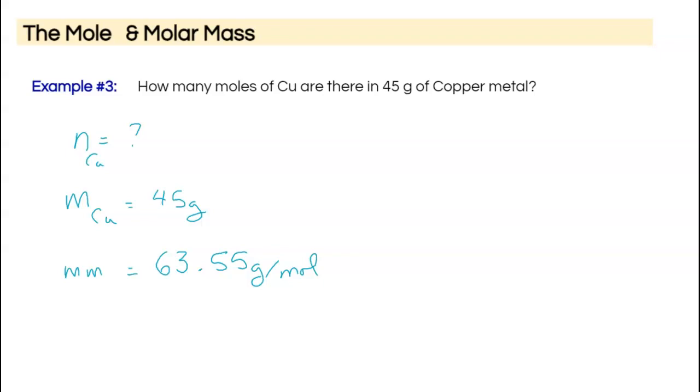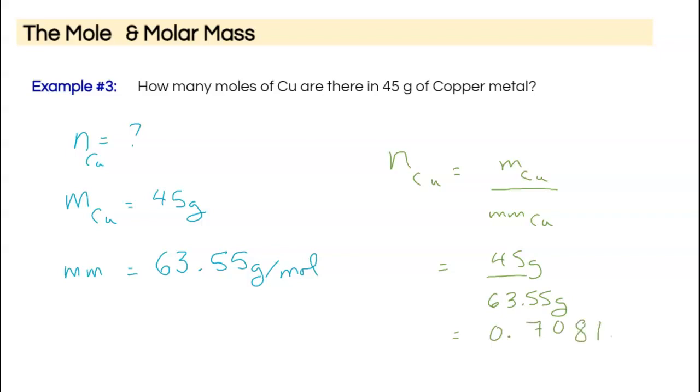So given the information I have, to calculate the moles of copper, I'm going to take my mass of copper and I'm going to divide it by the molar mass of copper. And that's going to give me 45 grams divided by 63.55 grams, giving me an unrounded, or raw, value of 0.7081 moles.